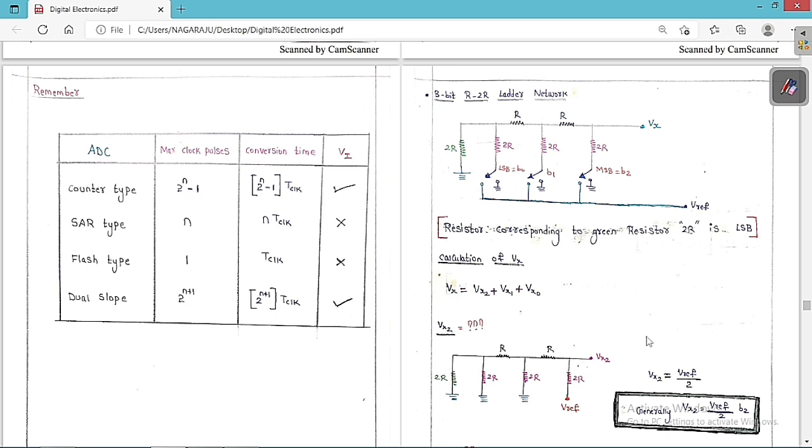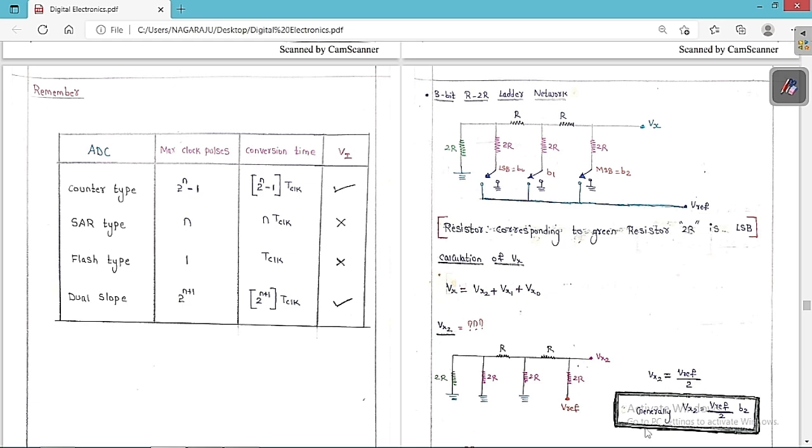Now I will try to find this voltage Vx2. You can see clearly that these two are in parallel. So 2R is nothing but R plus R, 2R, again parallel, again R. So R plus R again 2R. So 2R in series. So what is this voltage? Vx2 is equal to the supply voltage by 2, by the voltage division principle. So Vx2 is equal to V reference by 2.